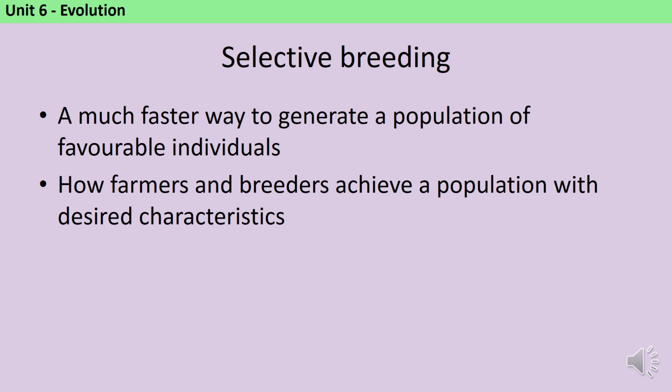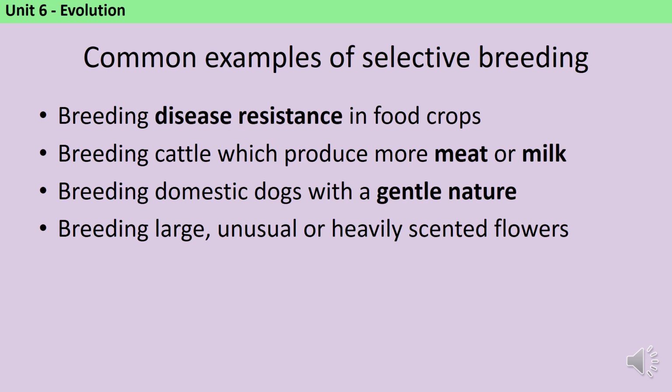So just to clarify, because we haven't really defined it yet, selective breeding is a much faster way to generate a population of favourable individuals. So that basically means a group of organisms that all have the trait we're interested in. And it's how farmers and breeders achieve a population that have a particular desired characteristic. Here are some examples of the most commonly selected for traits.